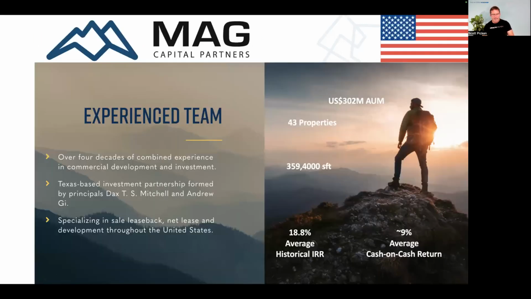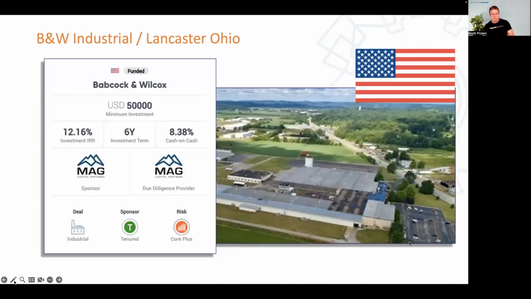Another example is MAG. They've got 302 assets under management, 43 properties. They've had an average return of 18% IRR and a 9% cash on cash. And this was a deal we did with them. It was this industrial logistics building. It was an 8.3% cash on cash and a 12% IRR. And again, a tenured partner.